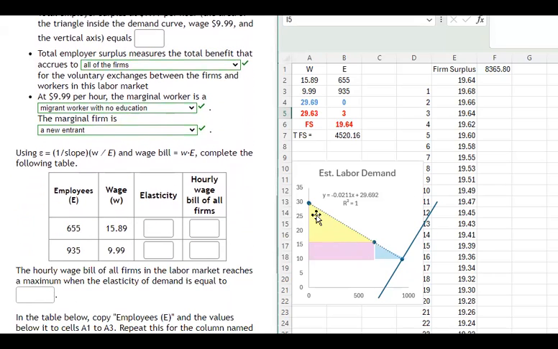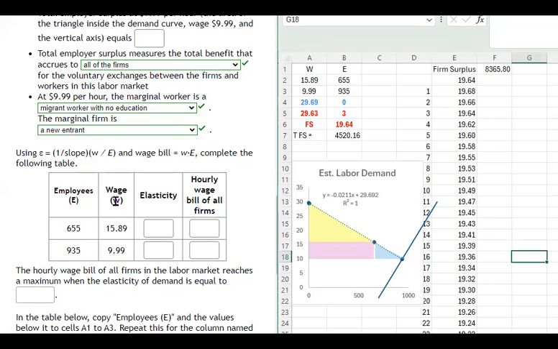So we have the yellow area, the pink rectangle, and this blue triangle here. All three of those together represent the total employer or firm surplus that accrues to the firms. It represents their gains in this voluntary exchange, their gains to trade, right?